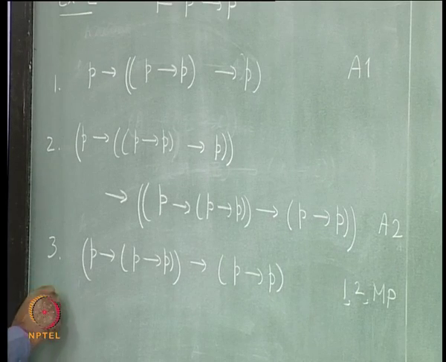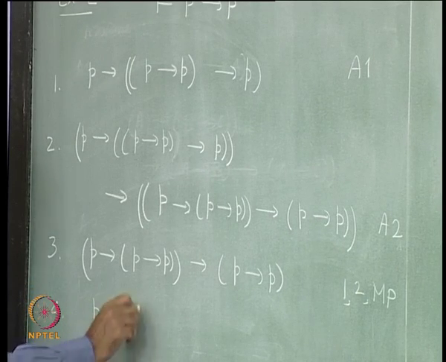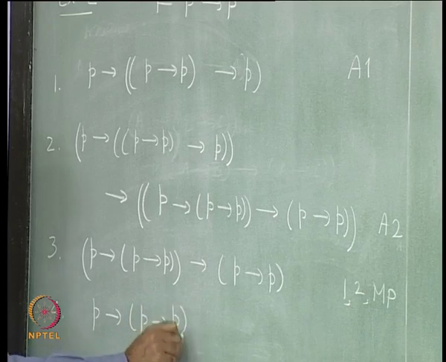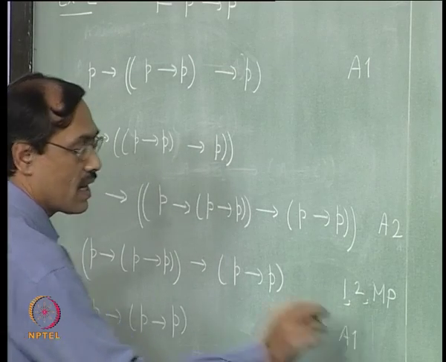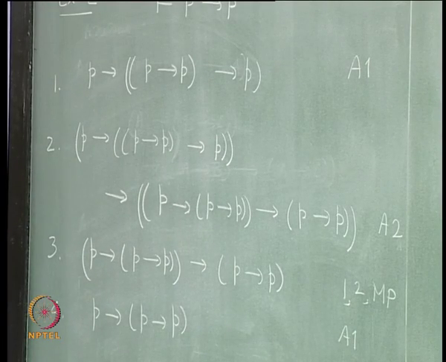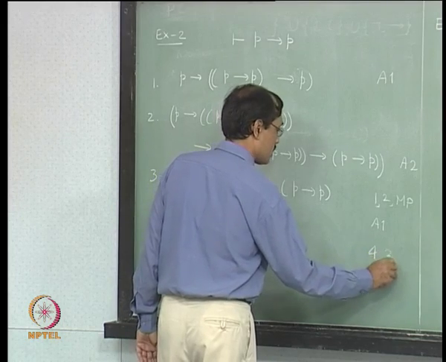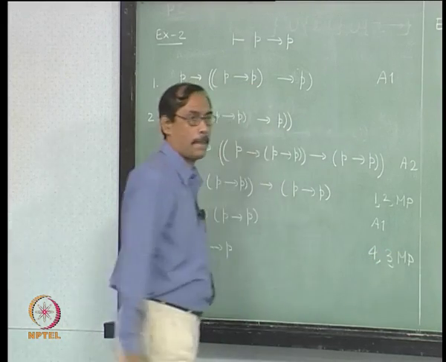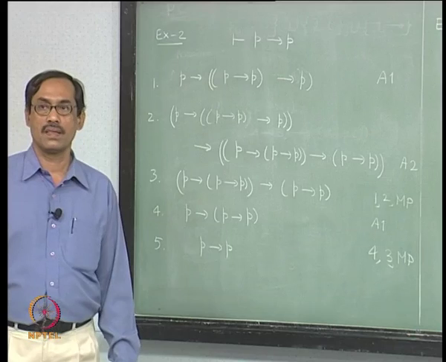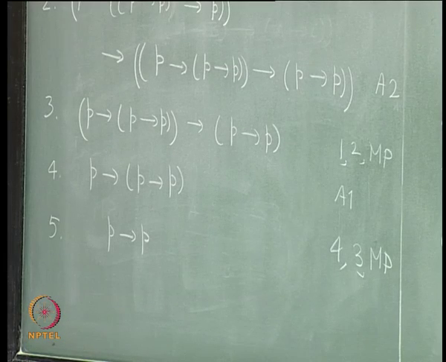Next we introduce the axiom P implies (P implies P), which is axiom 1. Next I get P implies P by using modus ponens on the 4th and 3rd lines. That is the end of the proof.